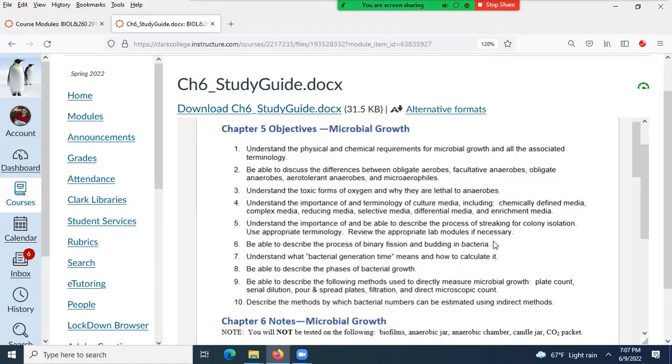You should know that endospore formation is not reproduction, because one parent cell makes one endospore and then the parent cell dies. Not reproduction. Understand what bacterial generation time means and how to calculate it.